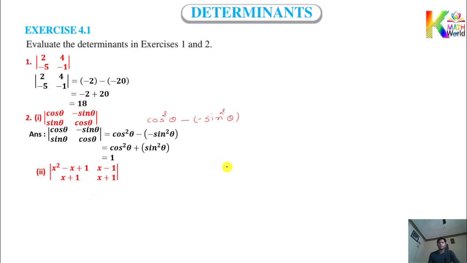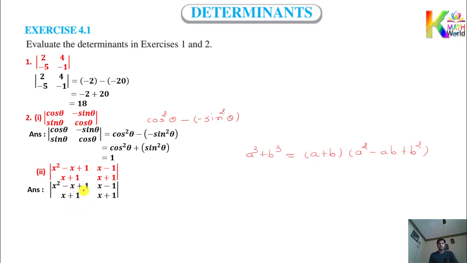Before we move on to this question, hope you remember the formula for this. What is the formula? A cube plus b cube. What is the formula? A plus b, then a square minus ab plus b square. Okay, it will be used here. See that? This is your question.